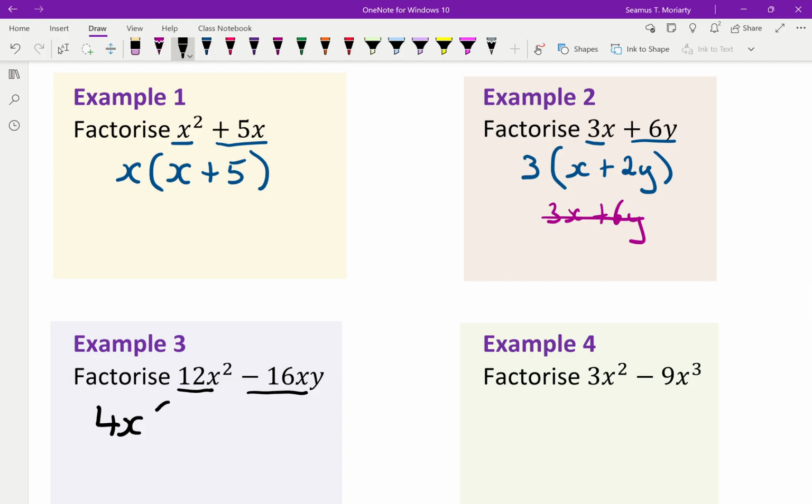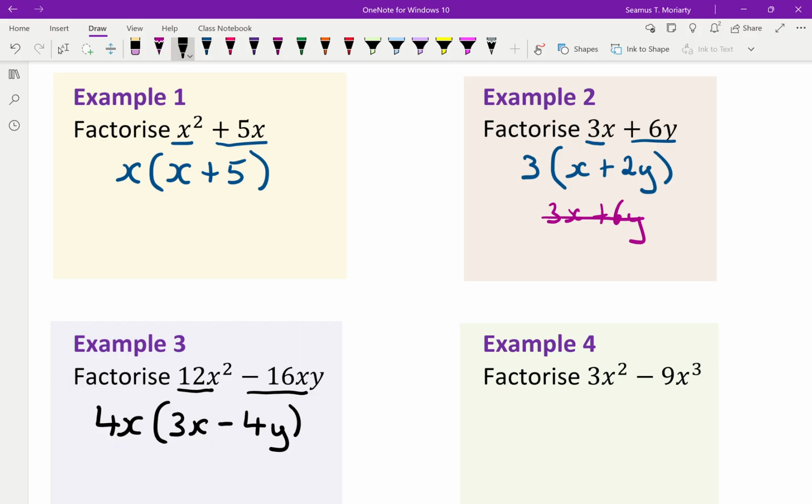If I take 4 out of 12, 4 times 3 is 12, and x times x is x squared. 4 times negative 4 is negative 16. The x has been taken out, and there's a y remaining in there as well. Now if I was to multiply that back out, I would end up back at 12x squared minus 16xy.